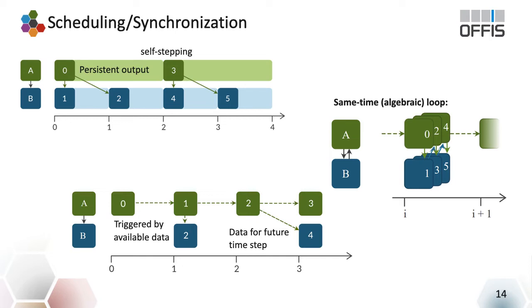And the last feature here that I wanted to show on this slide is that you can also specify that some data is calculated right now, but it's for a future time step. So here in this example, A has an output for B, but it's not defined for time step 2, but it's defined for a later time step. And it can directly be handed over to Mosaik with the new Mosaik 3 APIs.